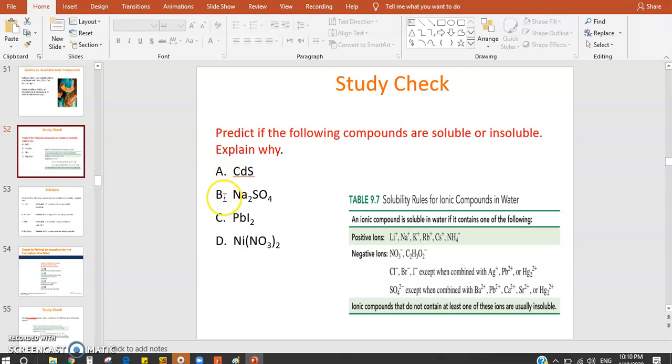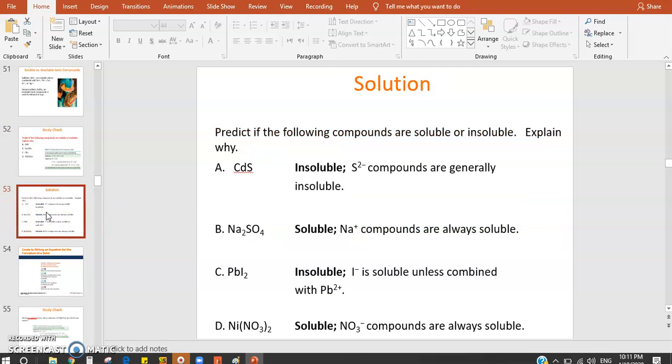Let's try B. B says Na2SO4. SO4 here, except when combined with Pb; there is no Pb, so this one is soluble. Then PbI2. Pb is here, I is here, so anything with I is soluble, except if it has a Pb, so this one is not soluble. Then NiNO3, NO3 is soluble, so this one will be soluble. So these are the answers: insoluble, soluble, insoluble, soluble.